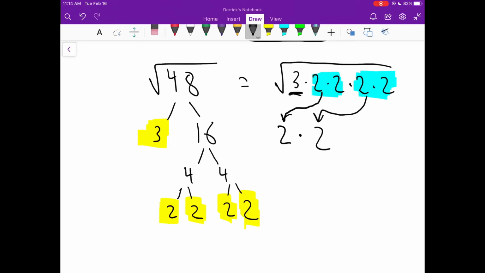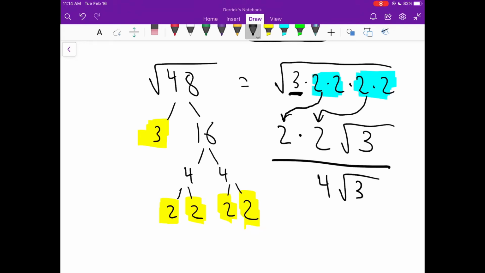Now this poor 3 doesn't have anybody to pair up with, so it's just going to have to stay inside the radical all alone. 2 times 2 is 4, so 4 square root of 3 would be the simplified version of the square root of 48.